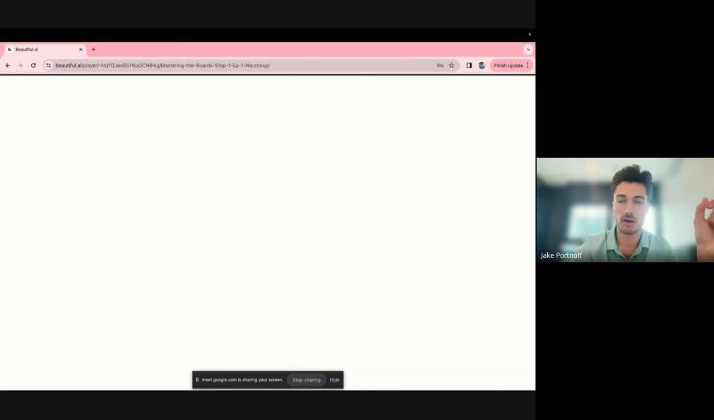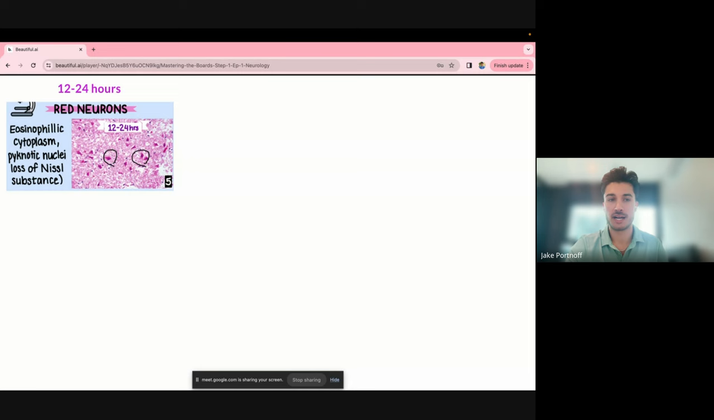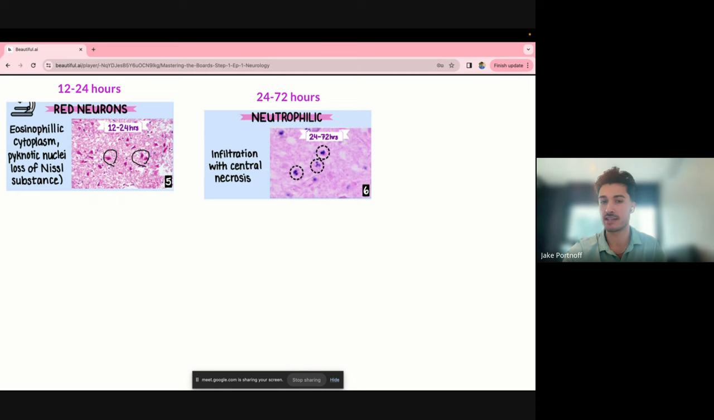So I need you guys all in the chat box here, because in 12 to 24 hours, what could you expect to see on histology post-ischemic stroke? What's the key finding that we expect to see at 12 to 24 hours? I see red neurons. If you said red neurons, you're absolutely correct, which is our eosinophilic cytoplasm, or you get this loss of Nissl substance. So look out for these really pink-red neurons, okay? As you can see circled here. 24 to 72 hours, what do you guys think? Put your answers in the chat box. Yep, that's exactly what the question was on. This is when we start to see our neutrophils arrive at the site, infiltration with central necrosis.